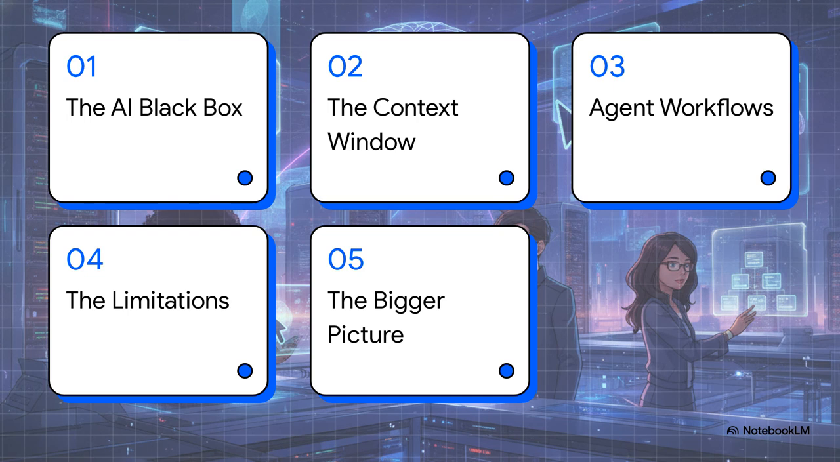Here is our roadmap for today's explainer. Number 1, we'll look at the AI black box. Number 2, we'll go inside the context window. Number 3, we'll break down some real-world agent workflows. Number 4, we'll understand the limitations. And finally, Number 5, we'll zoom out for the bigger picture.